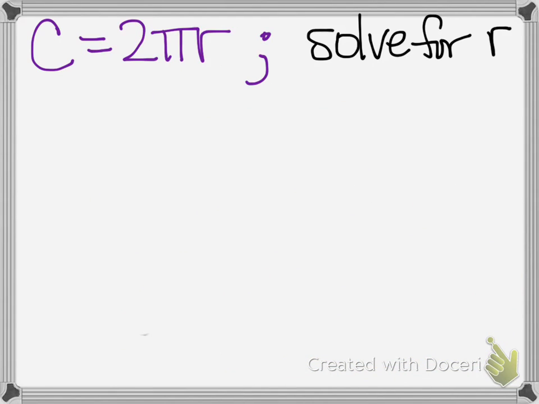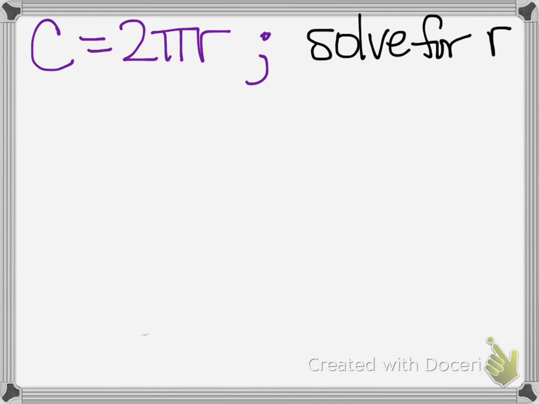The first example we're going to demonstrate, however, says c equals 2 pi r, and we're solving that equation for r. Now, we know from middle school math that this is the formula to find the circumference of a circle. So if we're given the circumference, we want to change this equation to say radius equals instead of circumference equals.